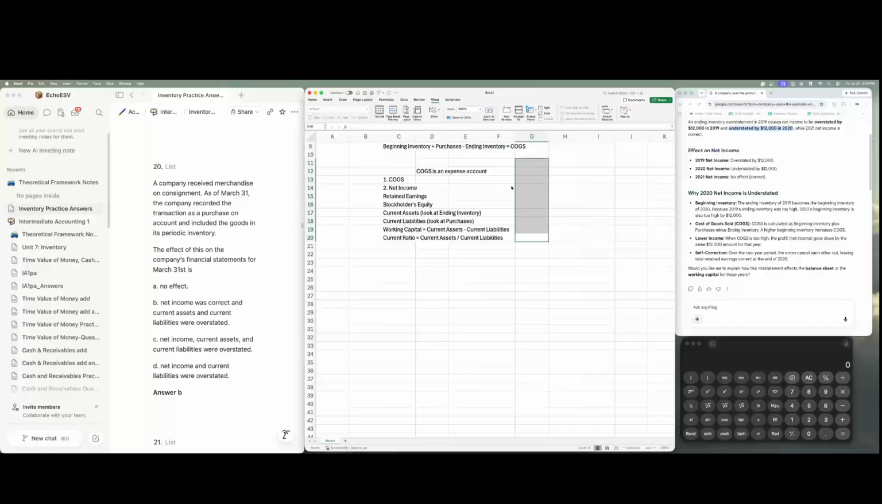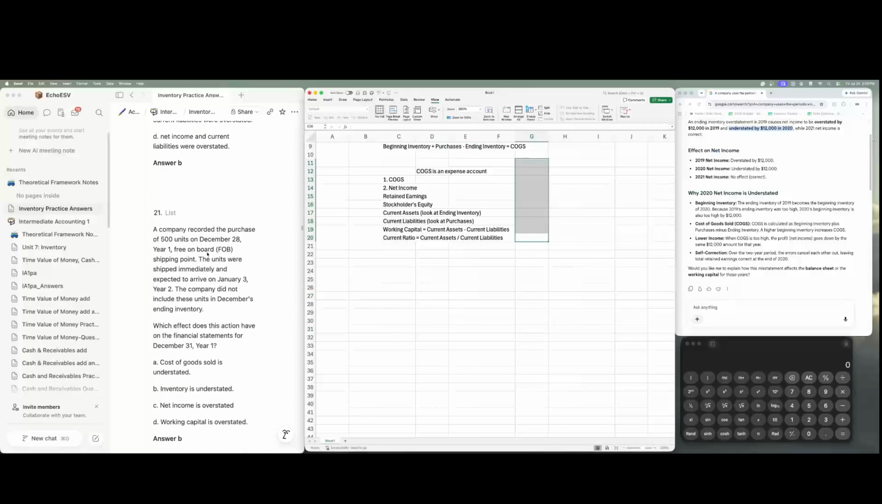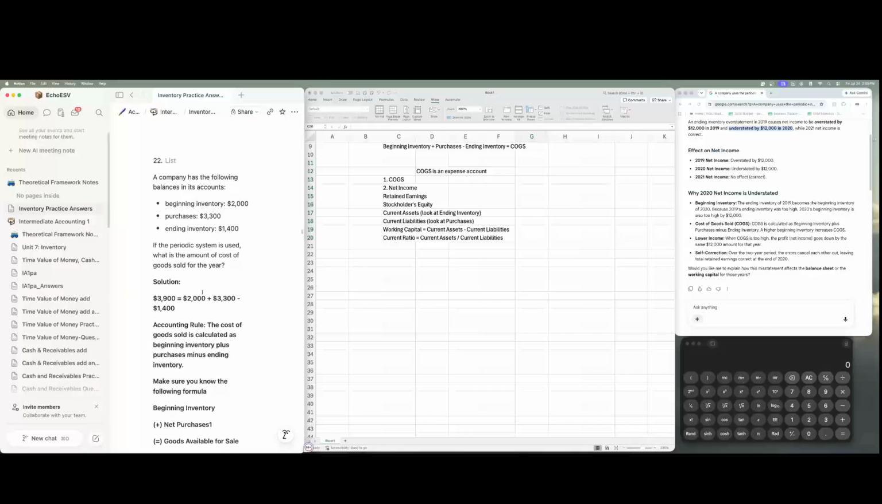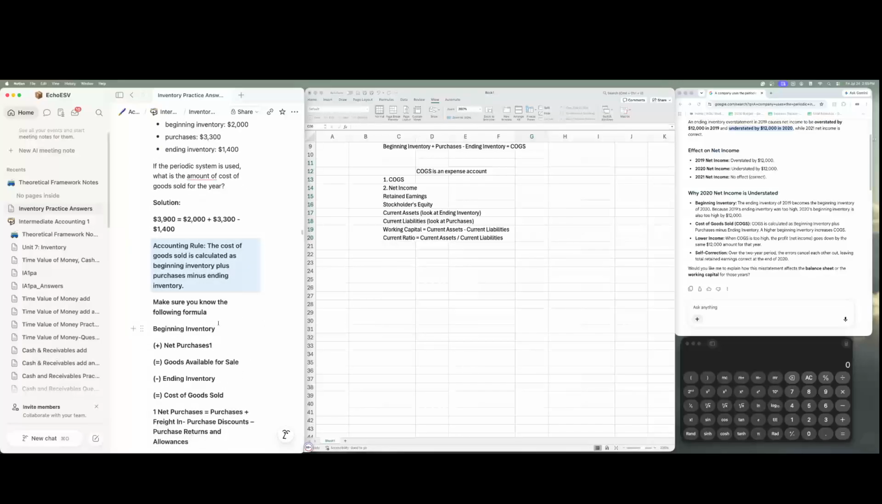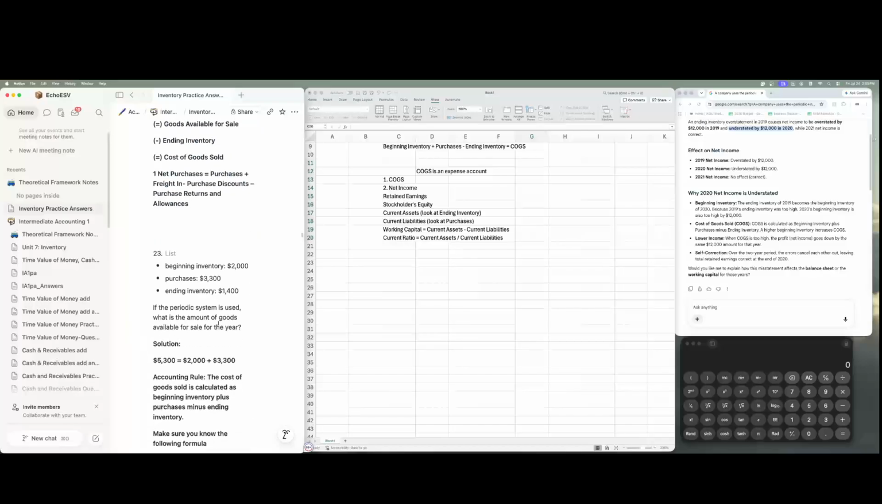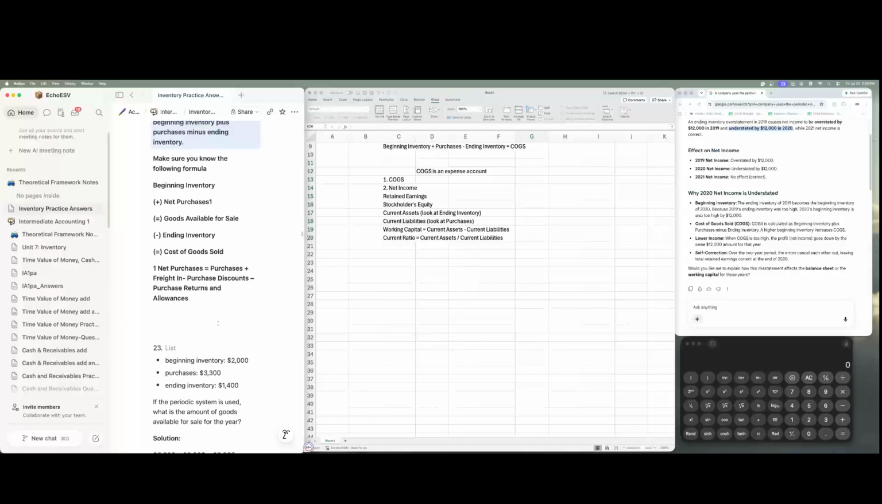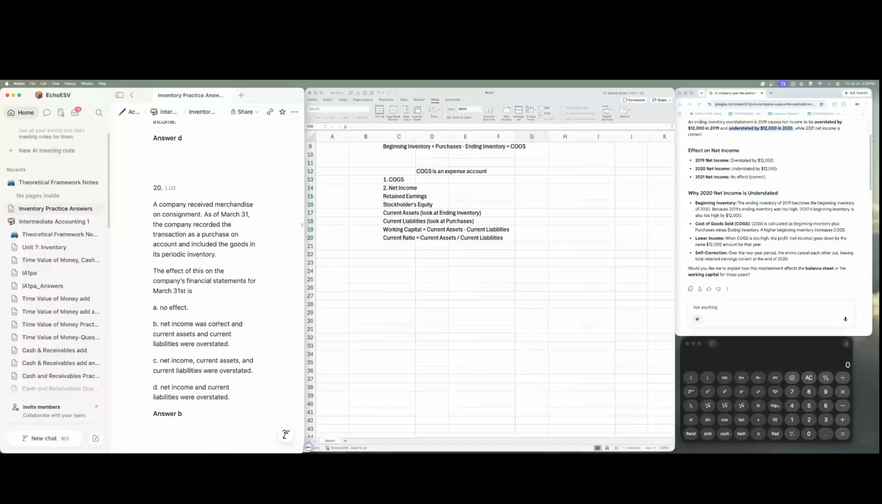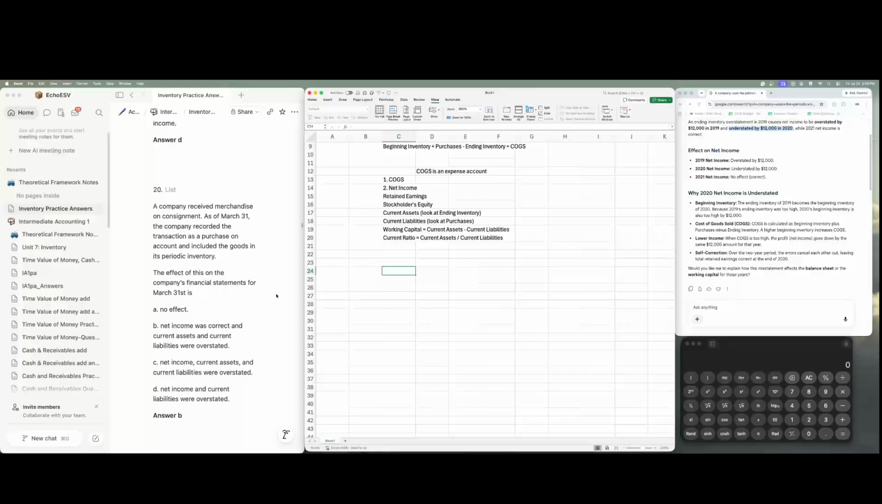So I believe this might be the last question, or not. Okay, so that's a really big part about inventory. This is a really huge major thing about inventory. This misstatement of inventory. So the company receives merchandise on consignment as of 31. The company recorded the transaction as a purchase on account and included the goods in the periodic inventory. The effect of this.